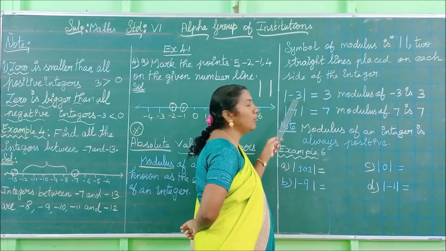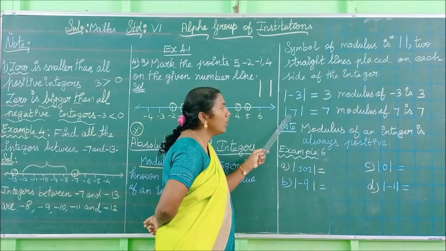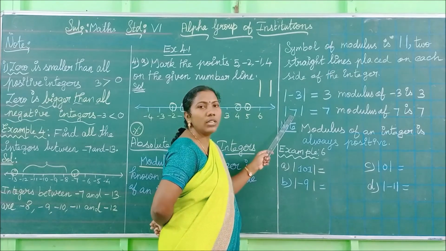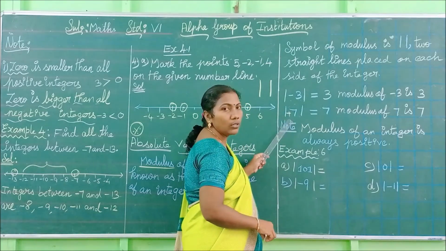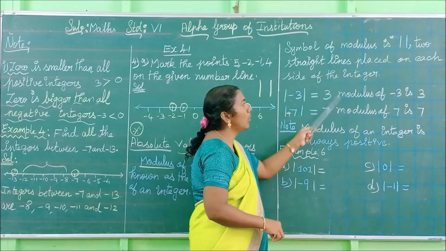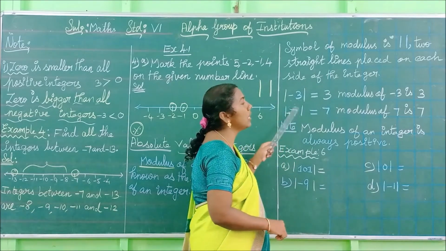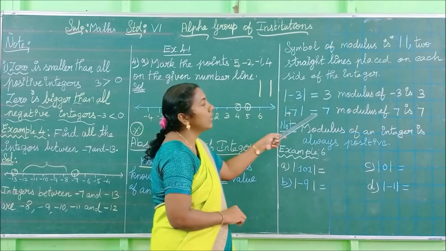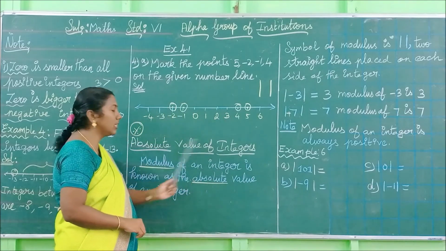Suppose instead of a negative number, if we take a positive number, what happens? Let us see. Modulus of 7. In that case also you have to exclude that symbol. What is the symbol of 7 here? Plus. So we have to exclude this symbol also and write the number alone. So write 7 alone. Here also we have to understand the numbers are positive numbers. Okay. So if we find the absolute value of any integer, we always get a positive number. So what is meant by absolute value of integers?